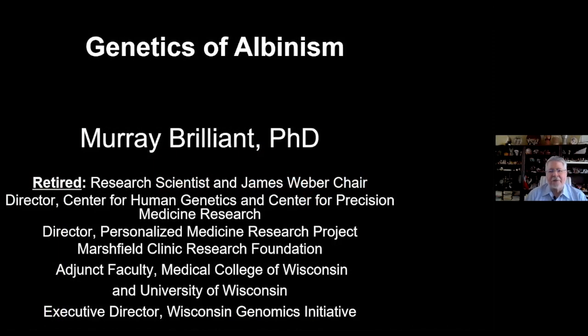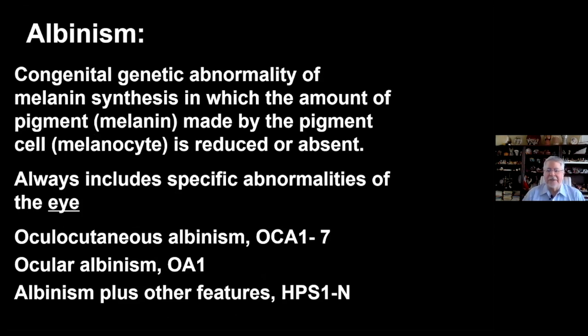I'd like to talk to you about the genetics of albinism, or how albinism is inherited and passed from generation to generation. So first, the definition of albinism. It's a congenital genetic abnormality of melanin synthesis in which the amount of pigment, or melanin, made by the pigment cell, or melanocyte, is reduced or absent. Saying that in plain English, it's present from birth, and it's an inability to make melanin pigment, that is, the pigment of our skin, hair, and eyes.